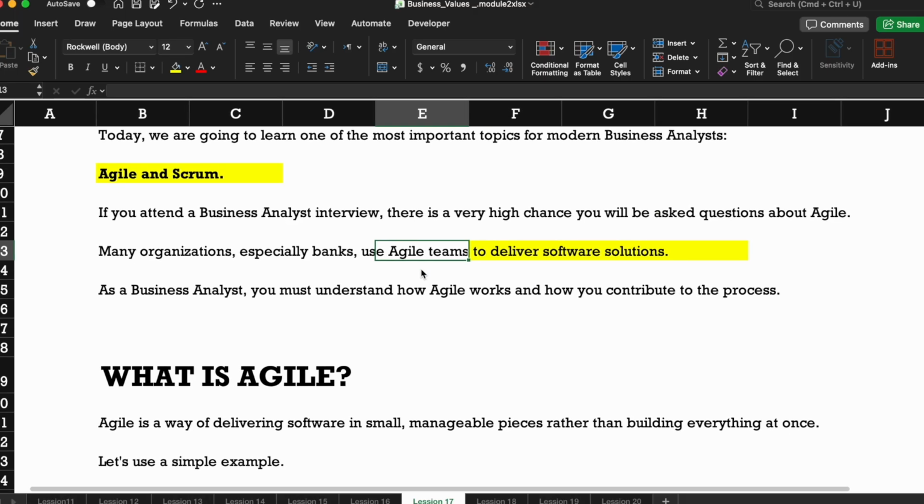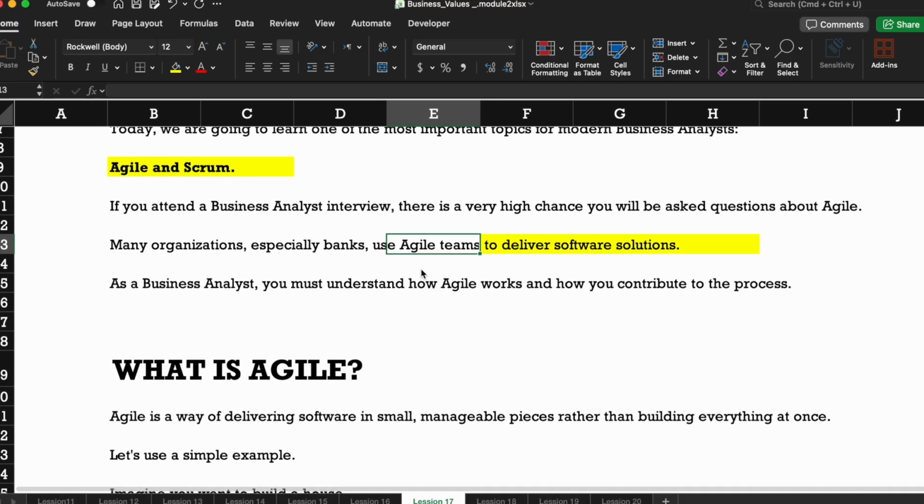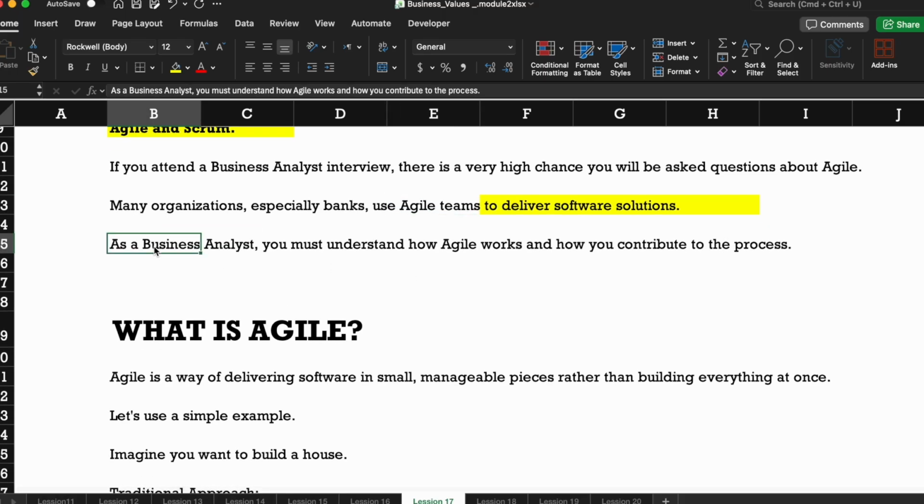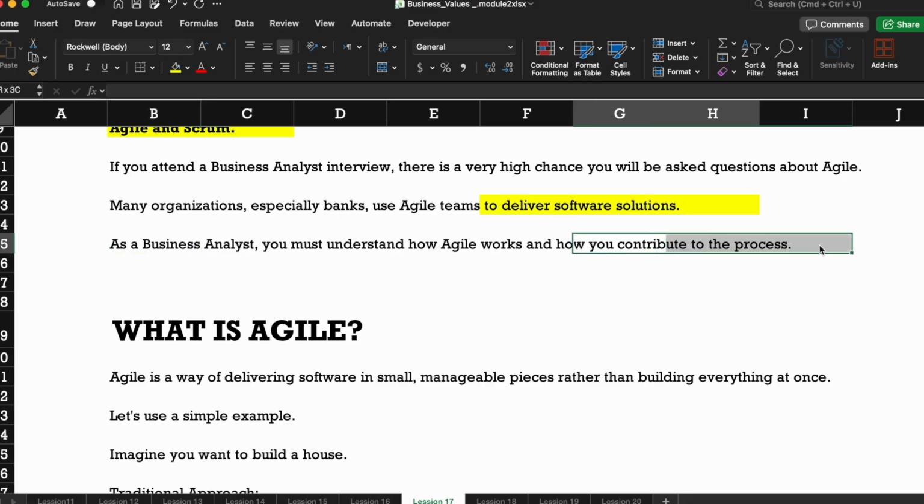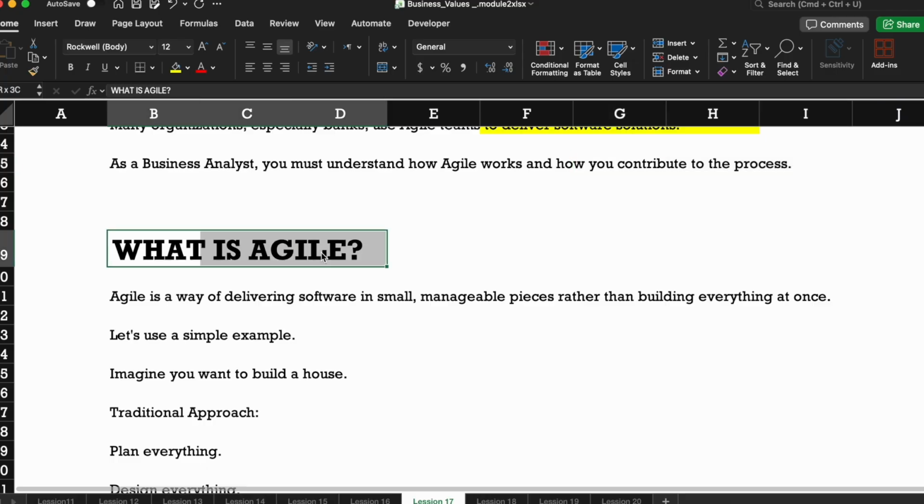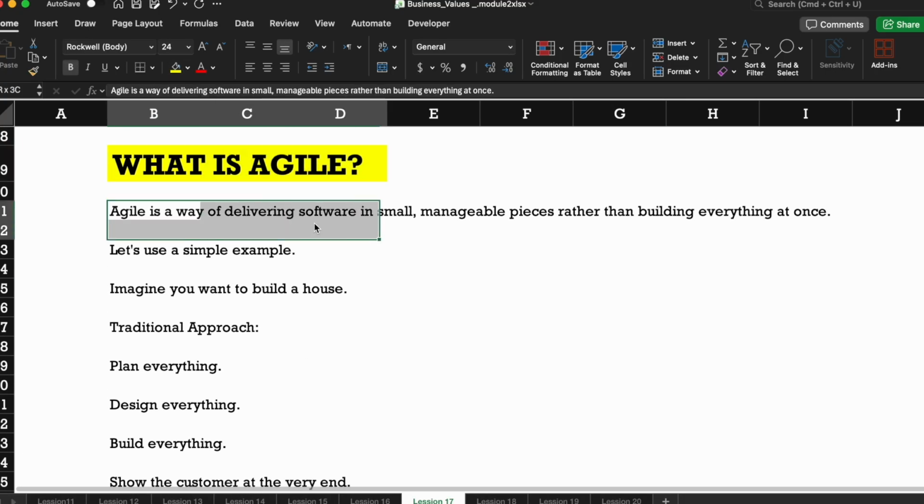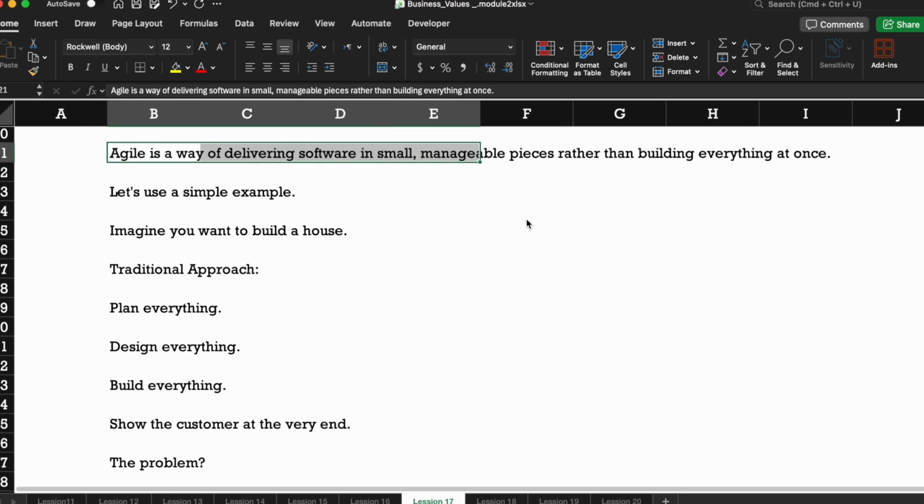So agile is one of the key methodologies IT teams are using to deliver software. As a business analyst, you must understand how agile works and how you contribute to the process. Okay, so let's take a look at what agile is. Agile is the way of delivering software in small manageable pieces rather than building everything at once.